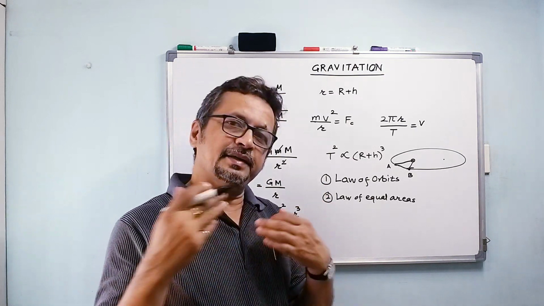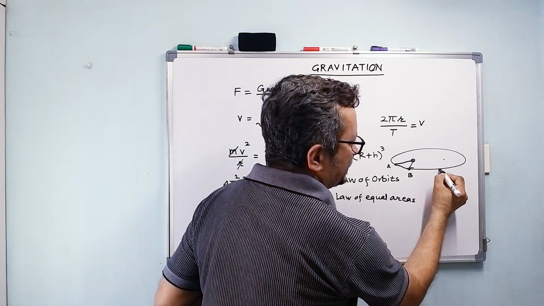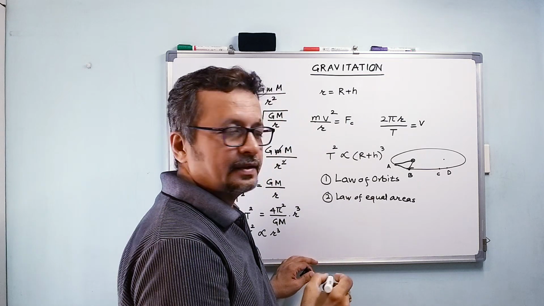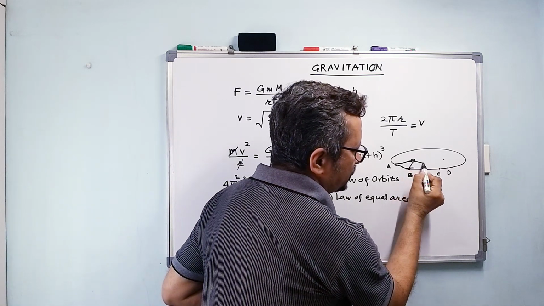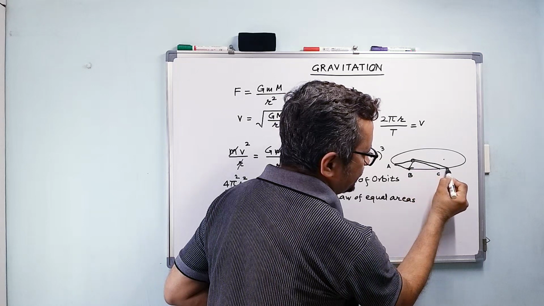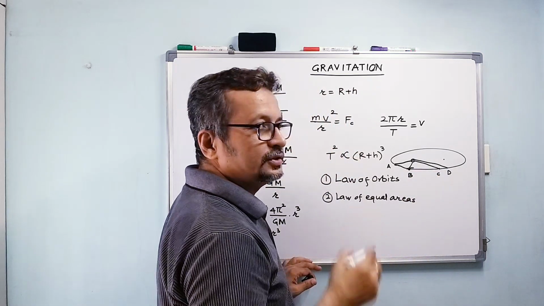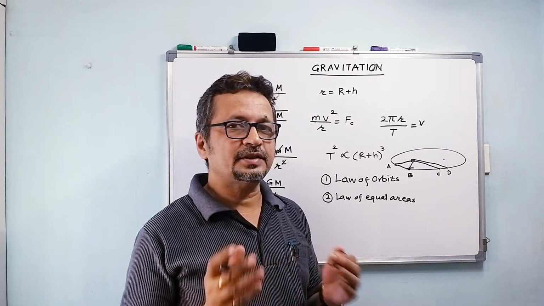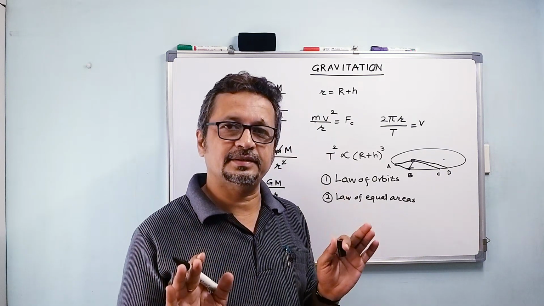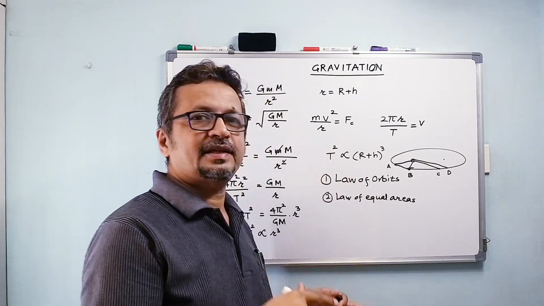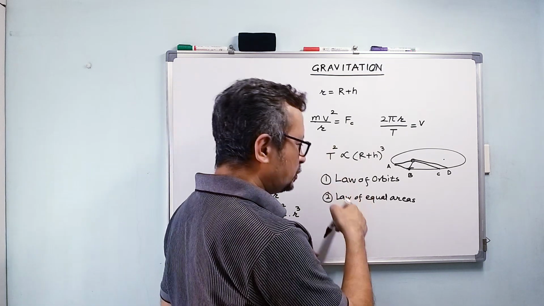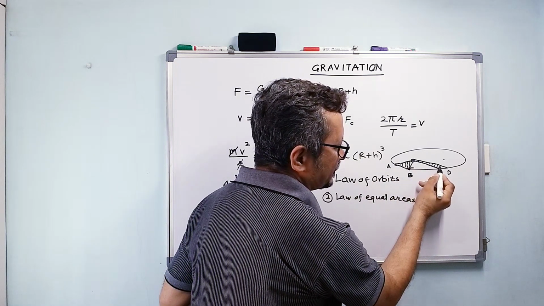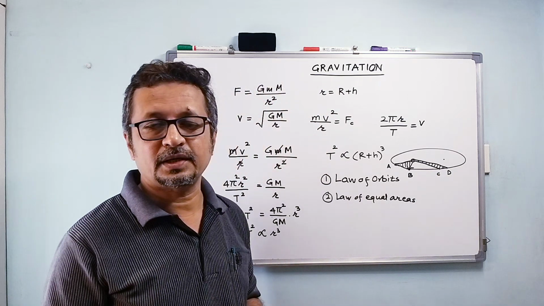Now let us take any other position of the planet. Let us say we'll take position C here and position D here. And now again I'll draw radius vectors here. Now again from point C to point D, what is the time taken? Again it is 30 days. So A to B is 30 days and C to D is also 30 days, and this law states that these areas are equal.